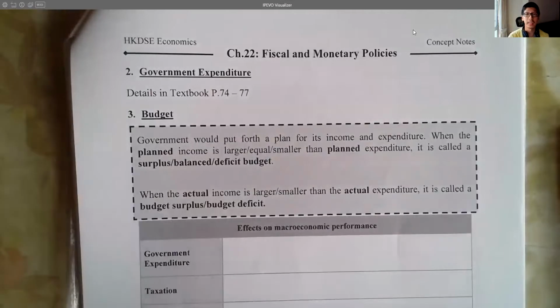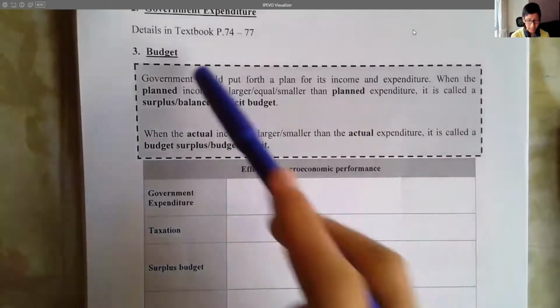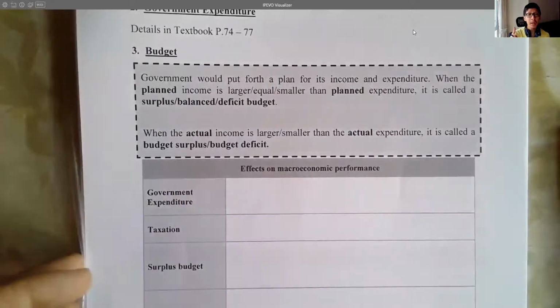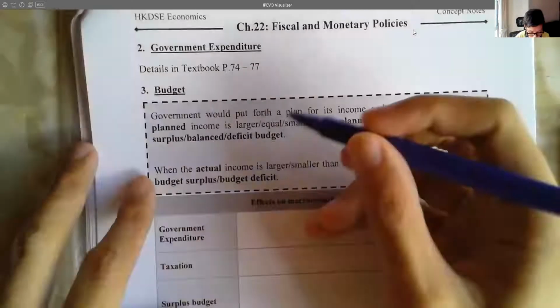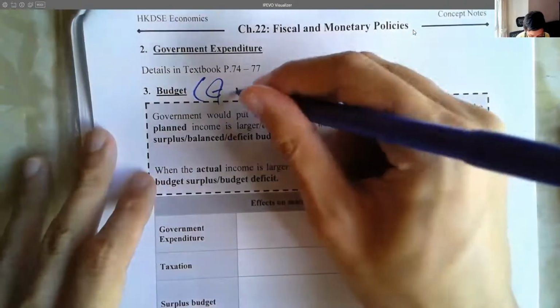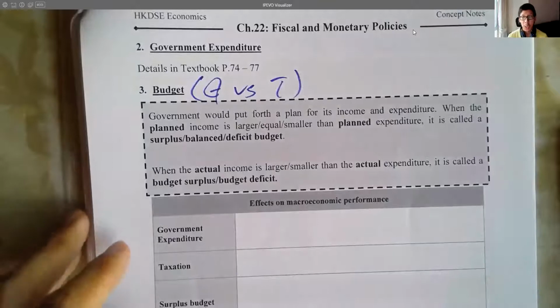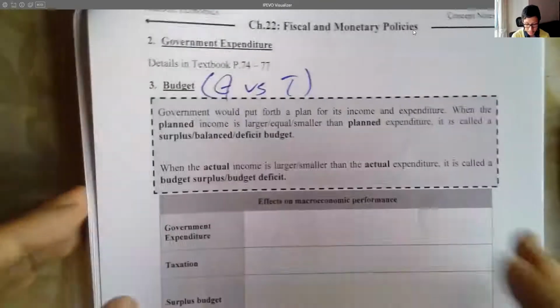I'm not going to waste your time. How the government is spending money on education, on public health, read it by yourself. Not going to waste your time here. Now the more important thing is actually the budget. When we talk about budget in our syllabus, we are talking about the government spending, G, versus the taxation, government revenue. Okay? Now it goes like this.